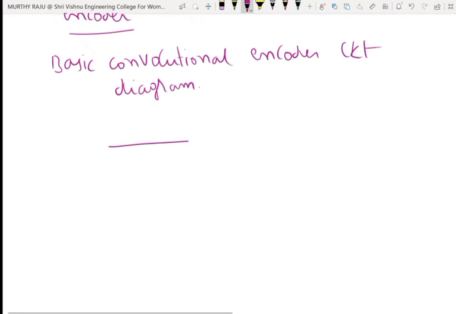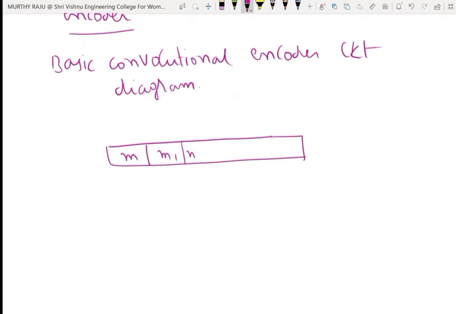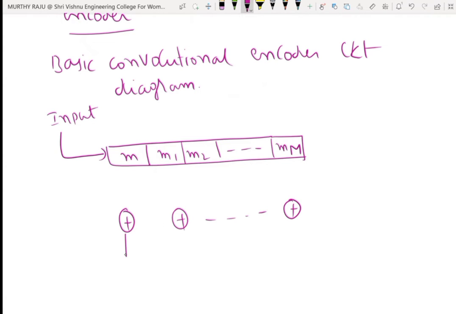This one is M, the current message bit, and the previous successive bits. These are the inputs to the convolutional encoder. These are the modulo 2 adders. The output of the first modulo 2 adder is x1, the second modulo 2 adder is x2, and the last one is xn, like that.